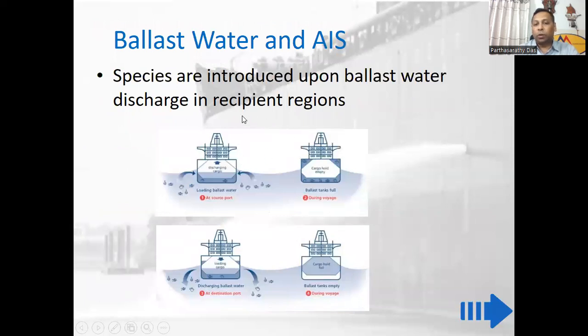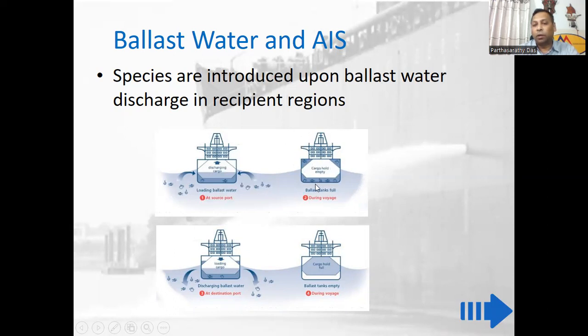What we have just talked about earlier, now we can see the photograph representation of the same thing: how species are introduced upon ballast water discharge in receiving regions. In the photograph on the top, we can see the vessel is loading ballast water when it is discharging her cargo, and this is to supplement the vessel's stability system. As we are discharging the cargo, we take in ballast, and we are surrounded by these aquatic species which are getting into the ship's tanks.